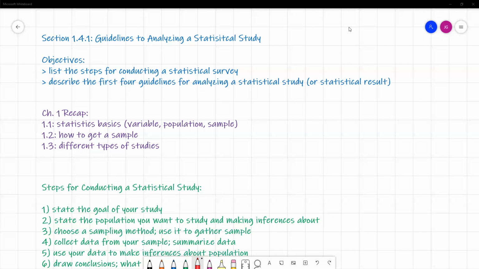1.2, we talked about the different ways to get a sample, okay, especially ways to get a sample that is representative and not biased, that we'll talk about here in a little bit. 1.3, we covered different types of studies that you can conduct, observational versus clinical.